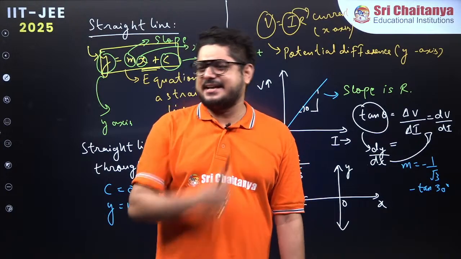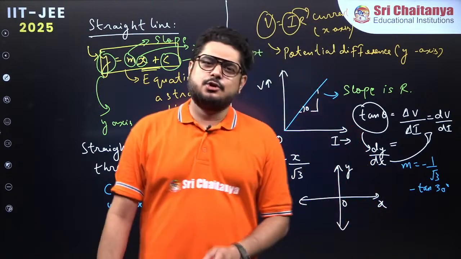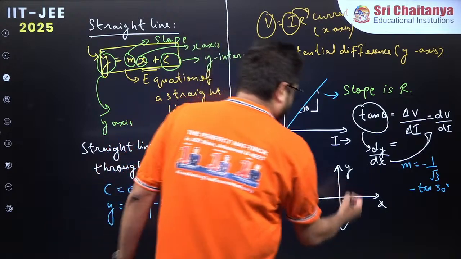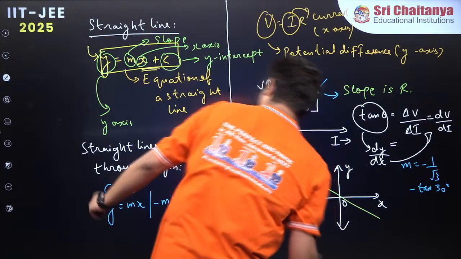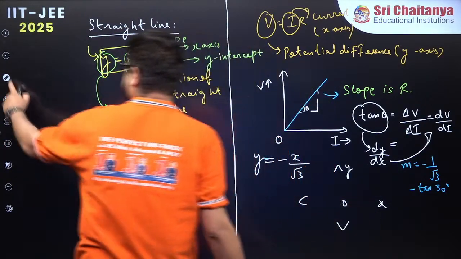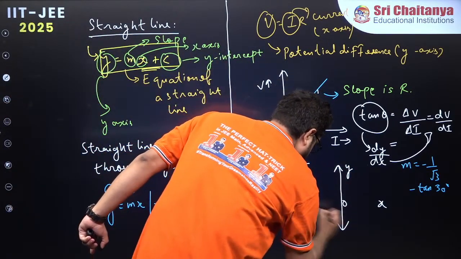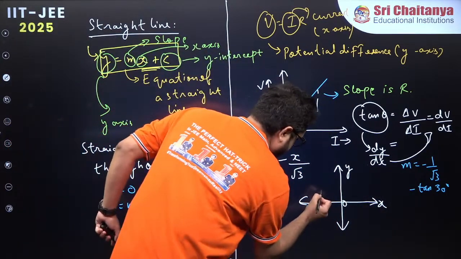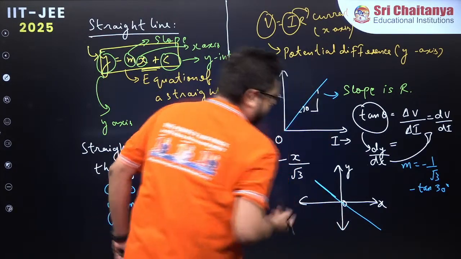Does everyone agree with this? Tan 30 is 1 by root 3. Tan 45 is 1. Tan 60 is root 3. Okay. So now the straight line will be passing through the origin like this. Let's say it passes through the origin. Okay, it's clear?